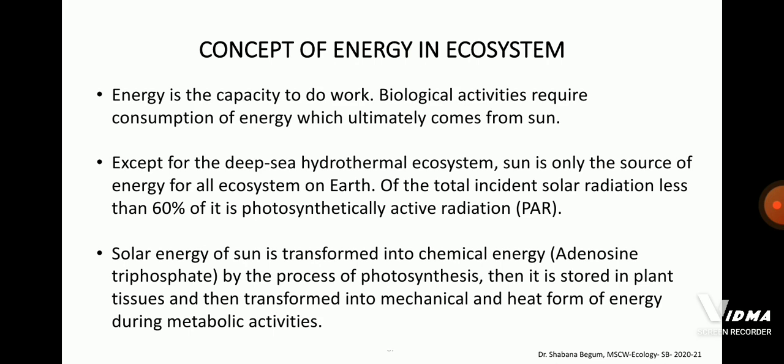Solar energy of the sun is one of the types of energy in the ecosystem. This is light energy or radiant energy that is obtained from the sun, heat energy from different sources like the sun and fire, electrical energy, magnetic energy, potential energy, which is also called the inherent energy, and kinetic energy, which is the energy of motion.